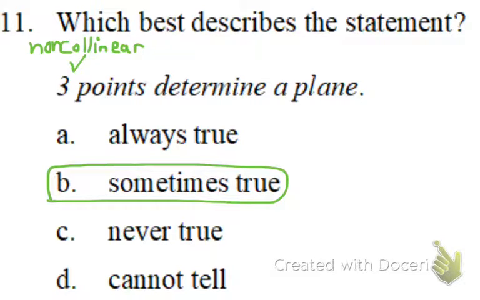So this is sometimes true. 3 points determine a plane. Sometimes 3 points will determine a specific plane, sometimes they won't. So if they are collinear, they do not determine a plane. If they are non-collinear, they do determine a plane. So this is sometimes true.